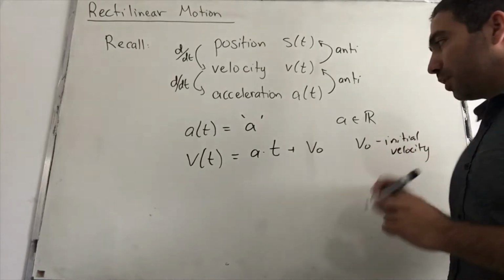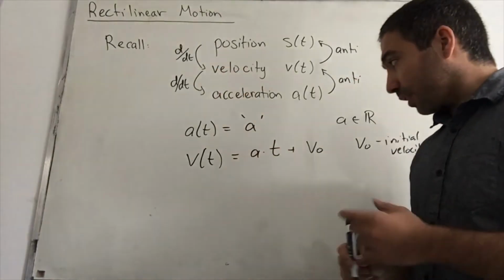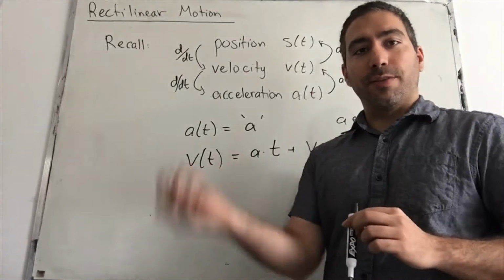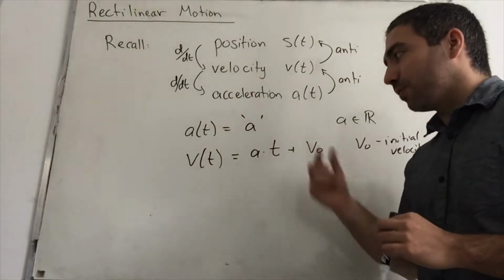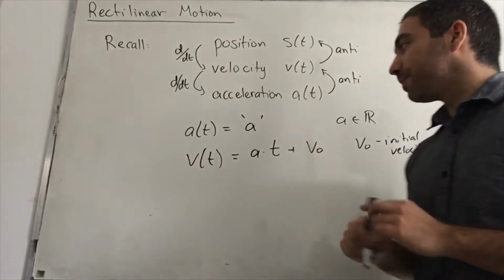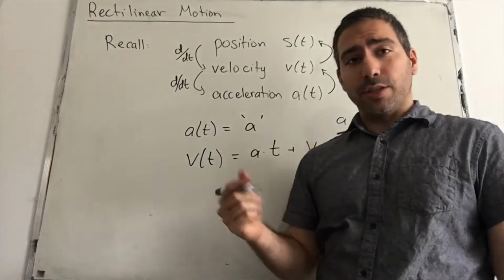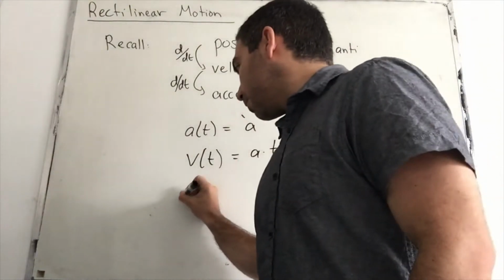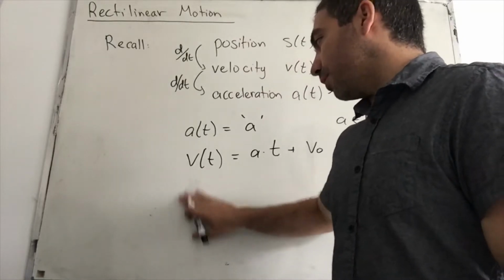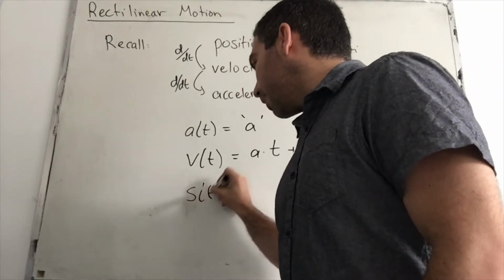So essentially, if you throw a ball up in the air, the velocity of the ball the second it leaves your hand, that's your initial velocity. And this is the velocity function. And now if you want to find the position or the displacement function, we use s of t, not d. S of t. And how do we get that?